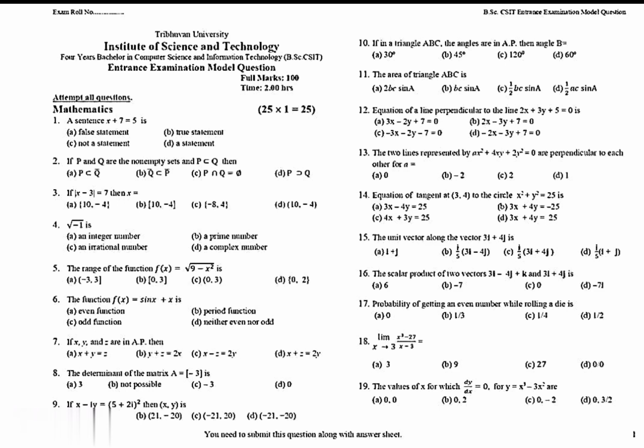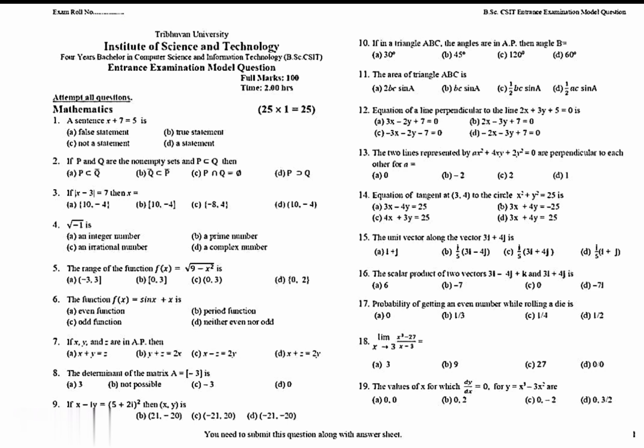Question number 11. The area of a triangle ABC is A. 2BC sin A, B. BC sin A, C. Half BC sin A, D. Half AC sin A. Question number 12. Equation of a line perpendicular to the line 2x plus 3y plus 5 equal to 0 is A. 3x minus 2y plus 7 equal to 0, B. 2x minus 3y plus 7 equal to 0, C. Minus 3x minus 2y minus 7 equal to 0, D. Minus 2x minus 3y plus 7 equal to 0.